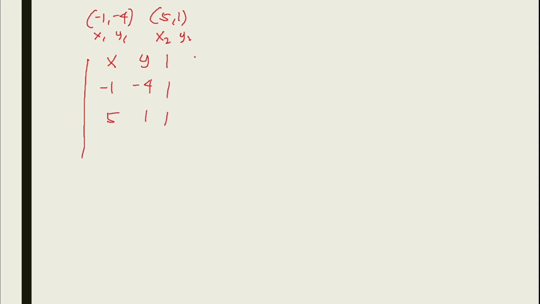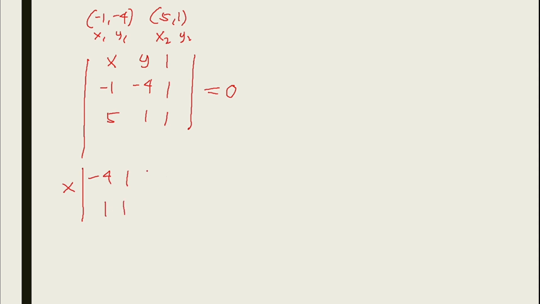So again, the point is (-1, -4) and (5, 1). Let's make use of this one as x sub 1, y sub 1, and this is x sub 2, y sub 2. So we have the determinant with rows x, y, 1; -1, -4, 1; and 5, 1, 1, equated to 0.